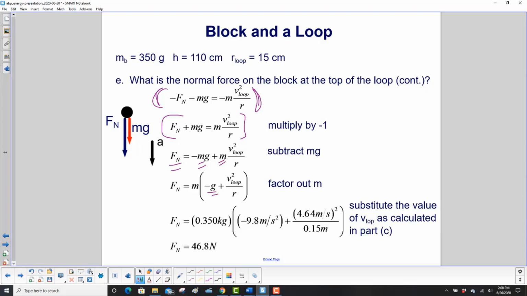Substitute in all our values, and this is like the last 5% of the problem. Now be careful. Make sure you use the velocity we found for the top of the loop, not the bottom. We're at the top now. And you get 46.8 newtons.